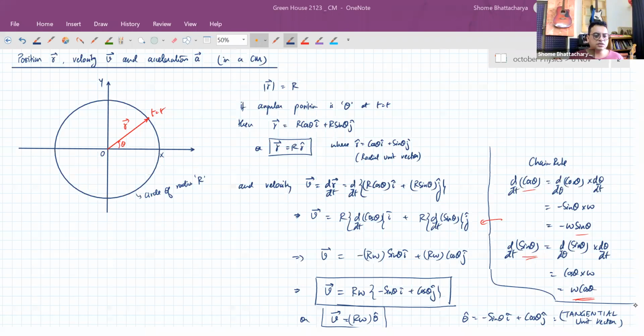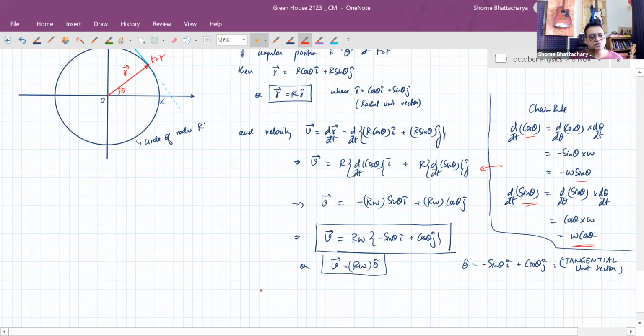Okay, so now let's understand this in more detail. When we look at the direction of the velocity vector, because it's along theta cap, the tangential unit vector, you can understand that the velocity vector is always perpendicular to the position vector at any point of time. It's always perpendicular to the r vector because it's lying along the tangential direction. At any point of the circular motion, the direction of the velocity will be along the tangent to the circle.